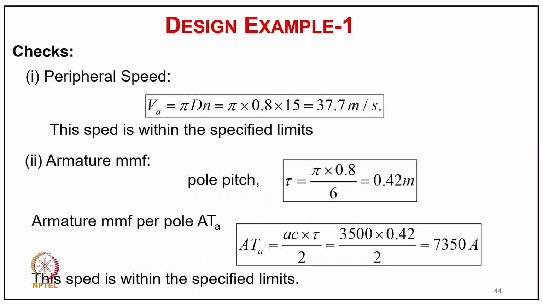Now peripheral speed we have to check. So V equal to pi D N, putting the value it comes 37.7 meter per second. So speed is within the specified limit. And for armature MMF, we have to get pole pitch, tau equal to pi D upon P, that comes 0.64 meter, and ampere turn MMF now comes AT equal to small a into tau by 2, so it comes 7350 ampere. So this is also within the specified limit.